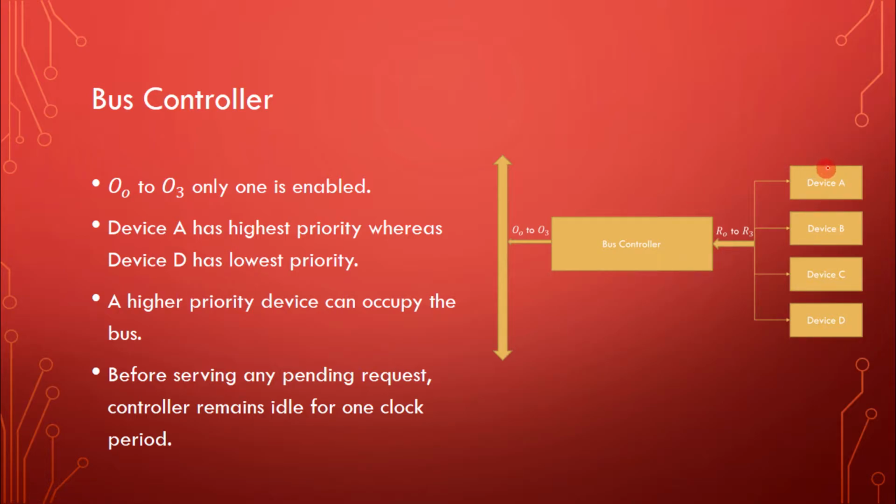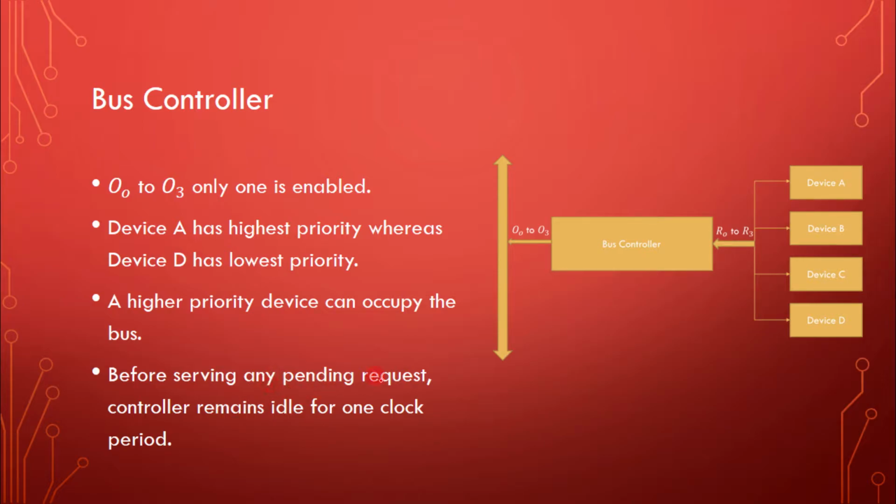Moreover, if this highest priority device requests this bus controller to have an access to this bus, it can occupy this bus no matter which device has already occupied this bus. For example, when device C is using this bus, if device A requests the bus controller to access this bus, the bus controller will provide access to device A and will cut off the access of device C to this bus. So, the highest priority device can occupy the bus or preempt the bus.